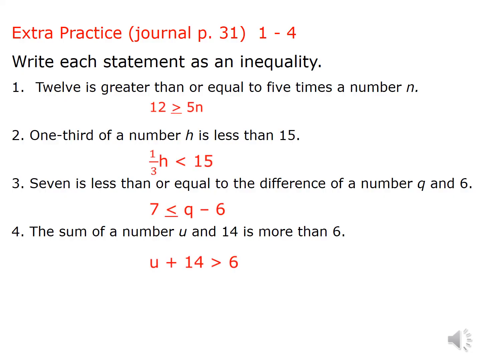Okay, let's look at each of the answers. 12 is greater than or equal to 5 times a number. 1/3 of a number, 1/3 of h, is less than, there's that symbol, 15. 7 is less than or equal to the difference of a number and 6. Whenever you see something that says a difference of, this is the first number minus the second number. So it would be Q minus 6. And this one is the sum of a number U and 14 is more than, or greater than, 6.